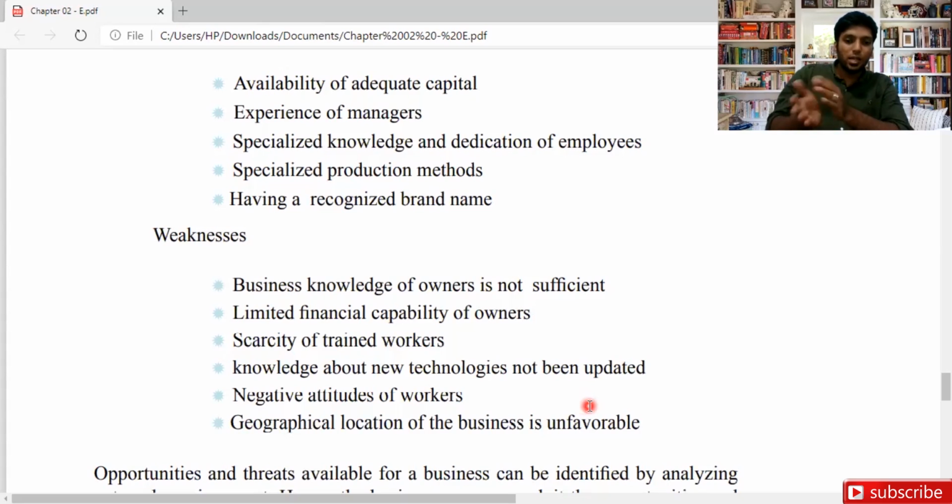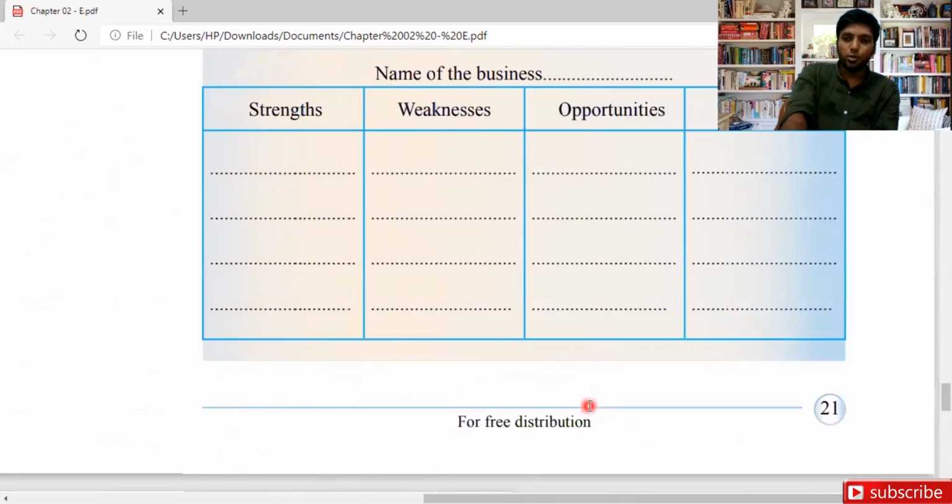So these are your strengths and weaknesses. Remember this. You don't want to learn them by heart. If you remember owners, managers, employees, and they ask what the strengths are, think okay, good experience of a manager is a strength. Good experience of an employee is a strength. Good experience of an owner is a strength. So you can just think and write it down. You don't want to memorize these things. Learn these things. So let's move on to opportunities to be successful.